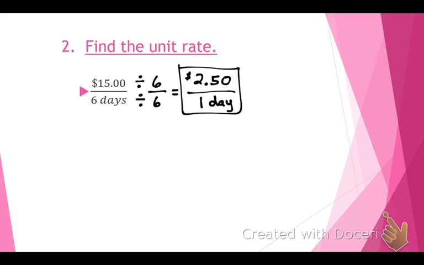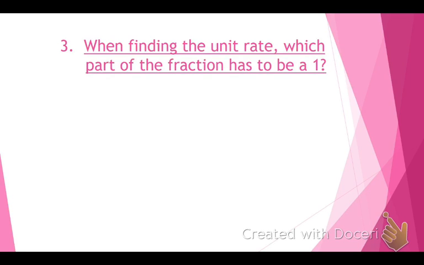The question was asked, do we have to put the 0? Yes, there is actually no such thing as $2.5. Every time that you have money, you have to have 2 numbers after the decimal point. So yes, if you put $2.5, it would be incorrect. It must be $2.50.